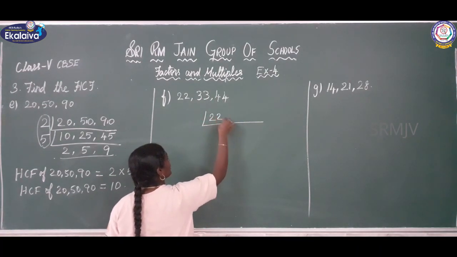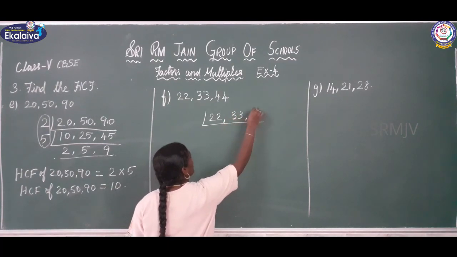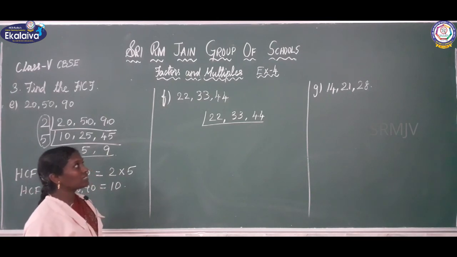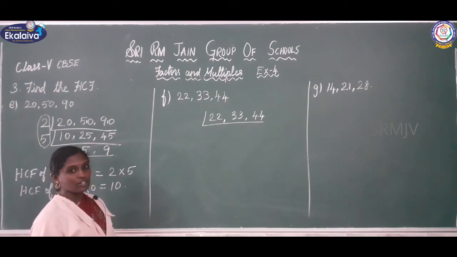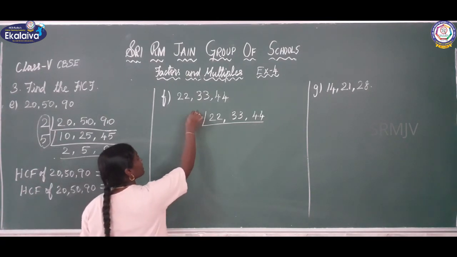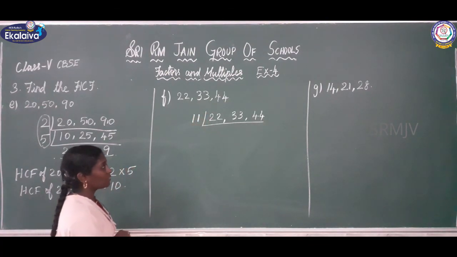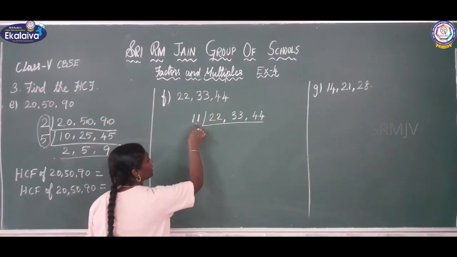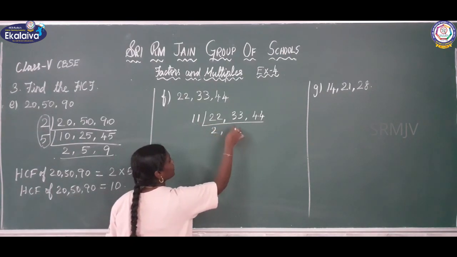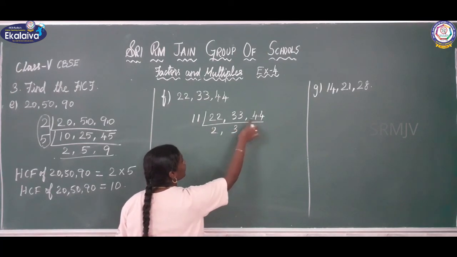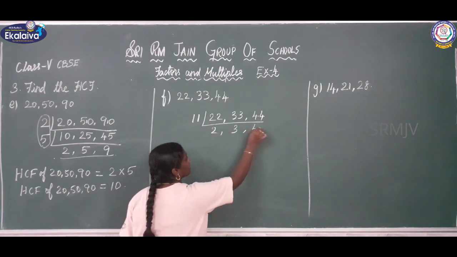Here 22, 33 and 44. So for these three numbers, see the numbers 22, 33 and 44. For these three numbers, 11 is the common prime factor. So 22 divided by 11, that is 2. 33 divided by 11, that is 3. And 44 divided by 11, that is 4.